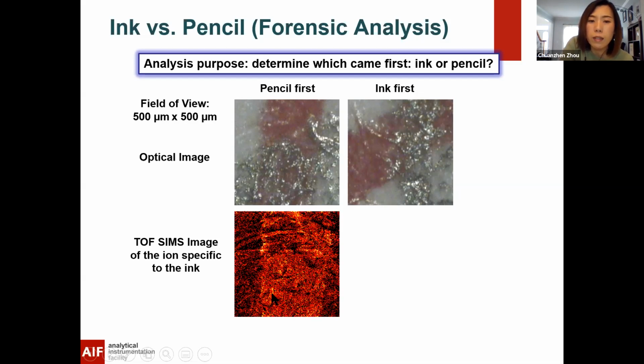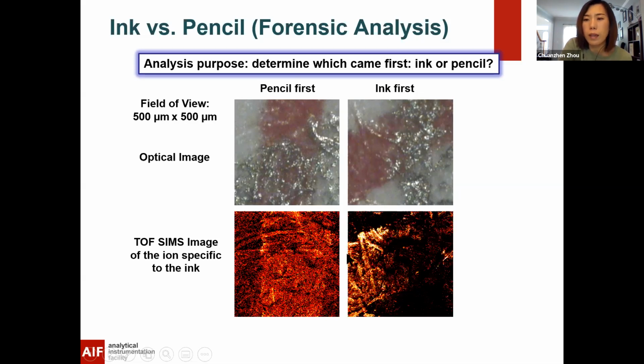And over here, that's the whole stripe. That's the ink characteristic ion. If it is ink first, pencil on top, that's what you see. Only this area, exposed and not covered by pencil, can be clearly seen. And over here is very red light. So you can easily tell which one was written first and which one was not.